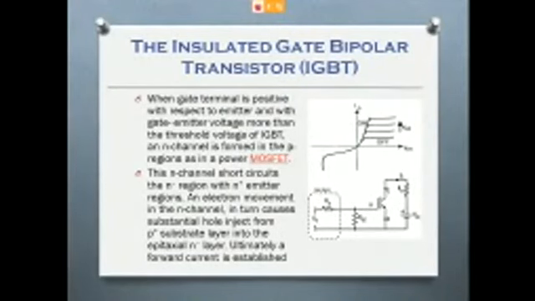So what we have written here is: when the gate terminal is positive with respect to the emitter and the gate emitter voltage is more than the threshold voltage of the IGBT, an N channel is formed in the P region, as in a power MOSFET. So that's what I've said. If the gate terminal voltage increases above the threshold voltage, it starts conducting. Now let's see the graph. It is similar to the MOSFET graph. Here also there is the off region mentioned, which is where VGS is less than the threshold.